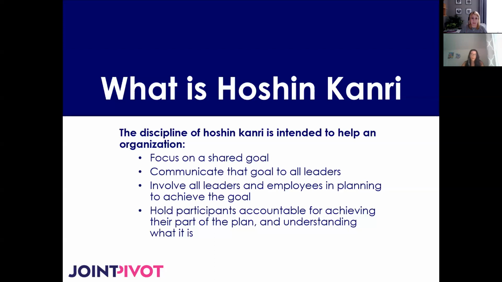It also helps because it helps to hold the participants accountable for achieving their part of the plan. So if you have trouble with goal setting, or some people use this for metrics planning and merit increases to help show what people actually need to get done at the end of the year and how they're measuring it, to make sure that we're working on the right things.